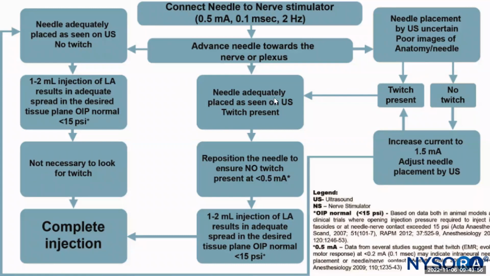If you do have a twitch, needle adequately placed as seen on ultrasound, twitch present, reposition the needle to ensure no twitch at less than 0.5. Again, they're trying to establish that they're not in the nerve, they're just really close to the nerve. And again, if you get kind of lost on the ultrasound, you can increase the mA and adjust your needle placement to see if you can get closer to another structure that could give you stimulation.